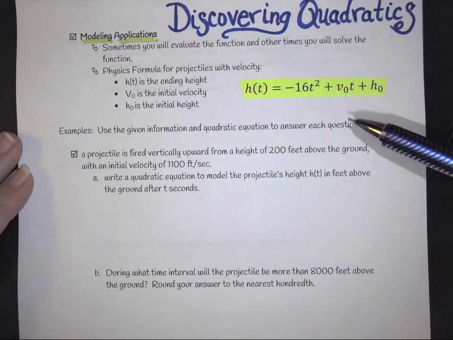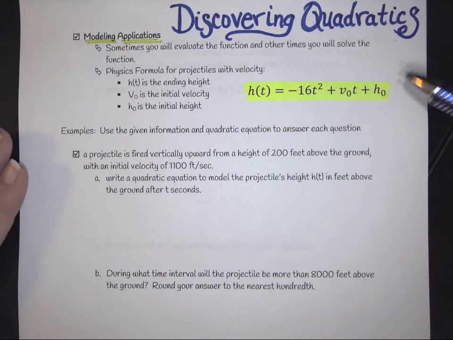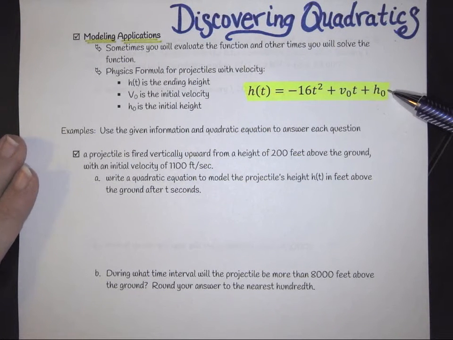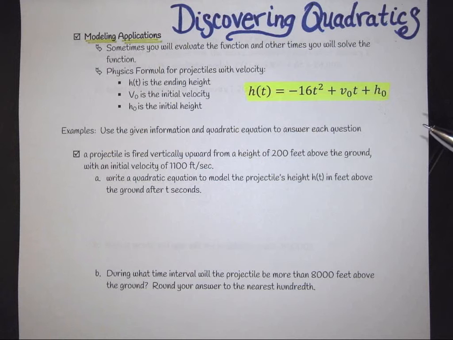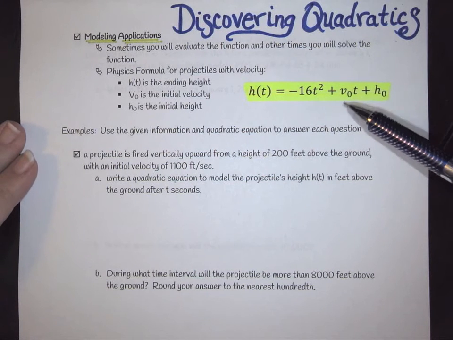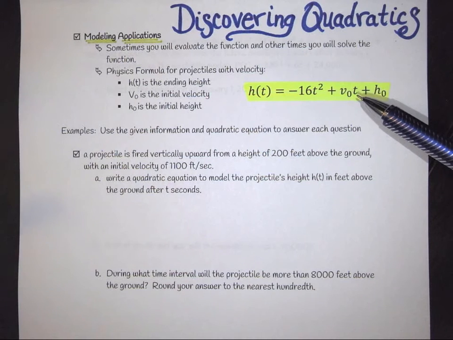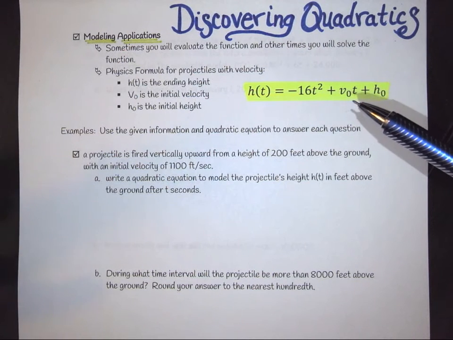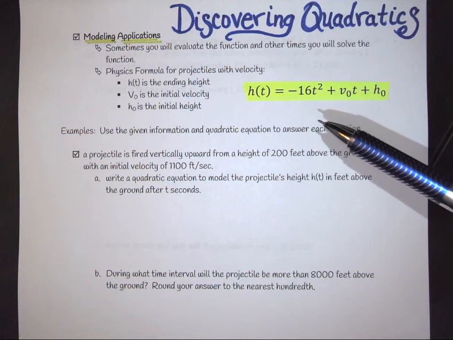So here we're going to start out with a physics application, and the formula we need is this one right here. This is your projectiles formula, and this deals with velocity as well as initial height. Notice we have t here, which stands for your time. V naught is your initial velocity that the projectile is traveling, and h naught is that initial height. In other words, it's the starting place before your object is set in motion.